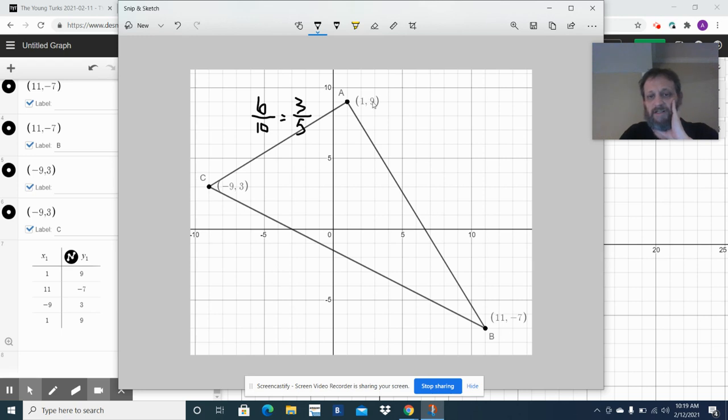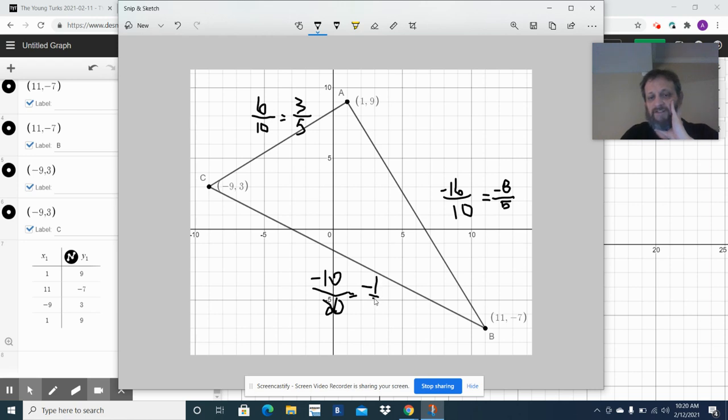This one, I start at 9. I end at negative 7. I went down 16. 9 to negative 7 is down 16. From 1 to 11 is 10. That reduces to negative 8/5. And then here, I'm at 3. I go down to negative 7. That's down 10. And I'm at negative 9 and go to 11. That's 20. So that slope is negative 1/2.